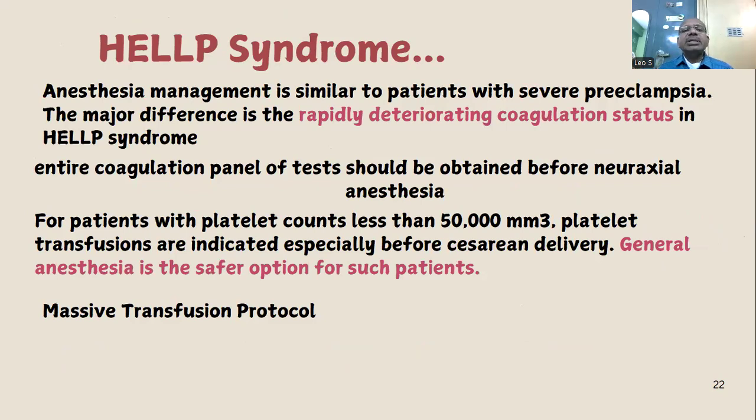Anesthetic management is similar to patients with severe preeclampsia. The major difference is the rapidly deteriorating coagulation status. The entire coagulation panel of tests should be obtained before neuraxial blockade. For patients with a platelet count less than 50,000, platelet transfusions are indicated, especially before cesarean delivery. General anesthesia is the safer option for such patients. Massive transfusion protocol should be prepared for and followed in HELLP syndrome patients.